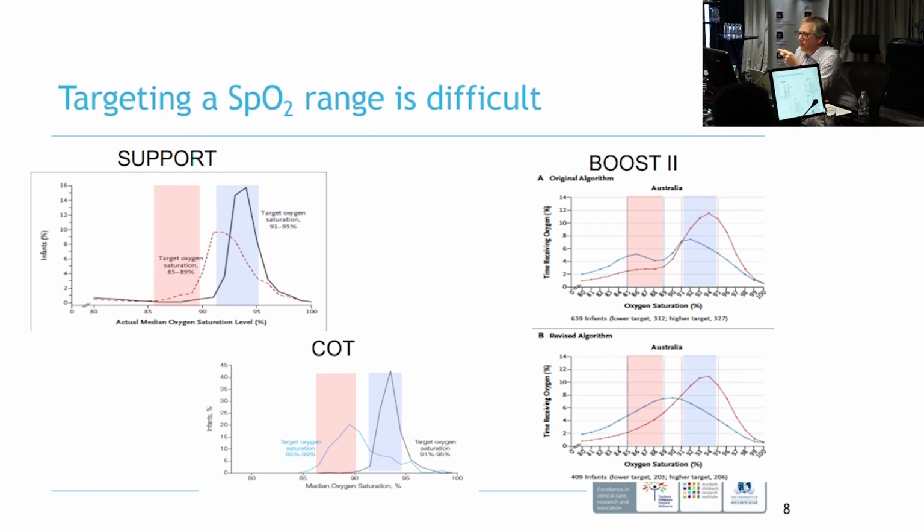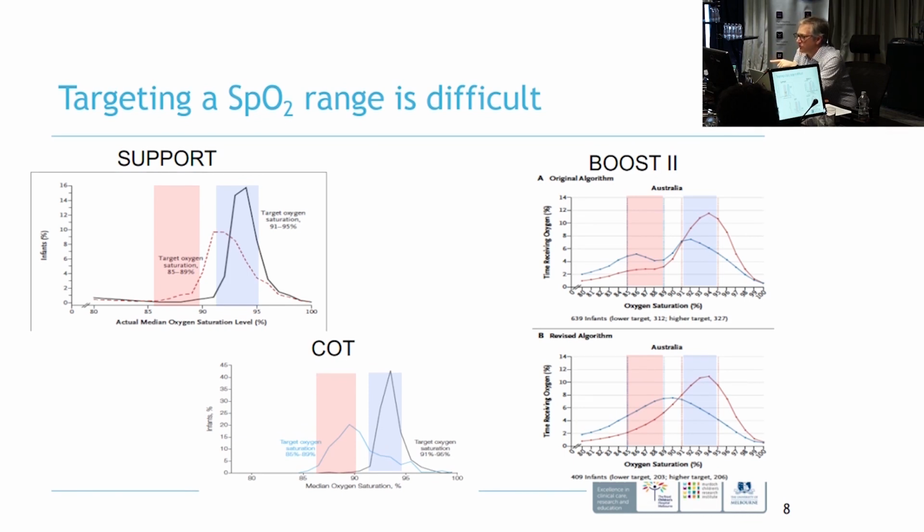And what you can see when you look at the support trial on the top left there is I've highlighted in red and blue where the baby should have been. You don't expect the line to be a straight line. It should be a normal distribution curve. But you can see in the support range that they were pretty good at putting the babies in the high range, but actually in the low range, most of the babies were effectively in the high range. And the boost trial, which is on the right, shows that the algorithm did make an effect.